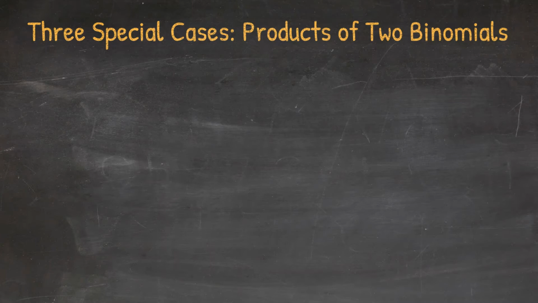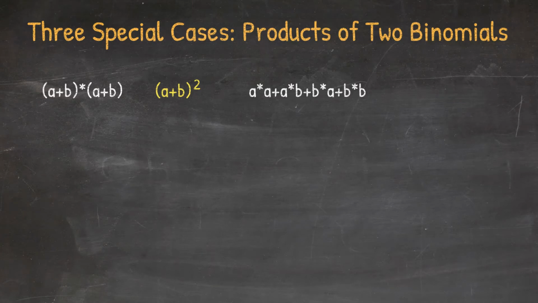Our first setup is multiplication of a binomial with an addition by itself, or squaring. As we discussed in the video on the multiplication of binomials, what we get is a times a, which is the two first terms of both binomials, plus a times b, multiplying the first term of the first binomial by the second term of the second binomial, and then plus b times a, which is the second term of the first binomial by the first term of the second binomial, and plus b times b.